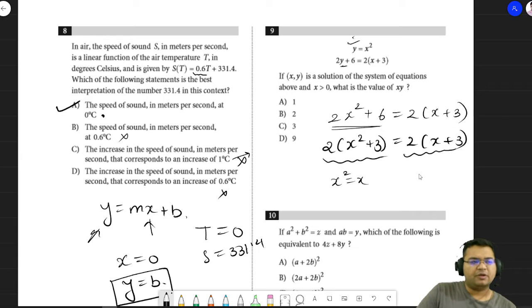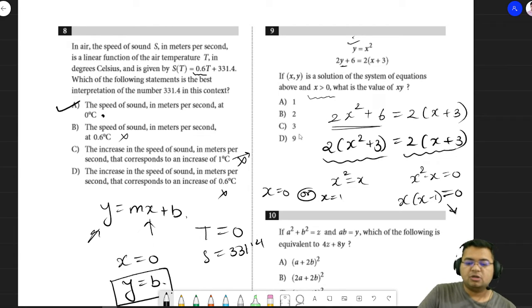So from here I will get x square minus x equals 0. Taking an x common out, x times x minus 1 equals 0. Now from here I can say x equals 0 or x equals 1. According to the condition given here, x is greater than 0 but not equal to 0, so I won't be able to accept that answer. So x equals 1, so y will also equal 1. xy will equal 1.